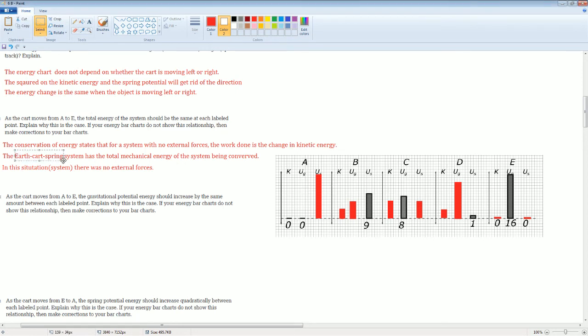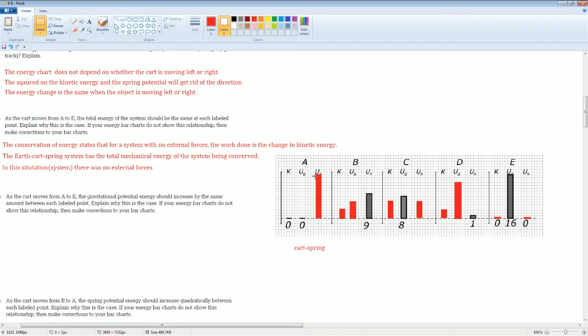Earth-cart-spring system. Okay. I have the Earth-cart-spring system, okay? The Earth is supplying the U_g part, okay? The spring is the spring potential, right? And the cart is the mass, so that is the 1/2 mv squared, right? In this situation, let's say the Earth is taken off, and we just look at just the cart-spring system, okay?